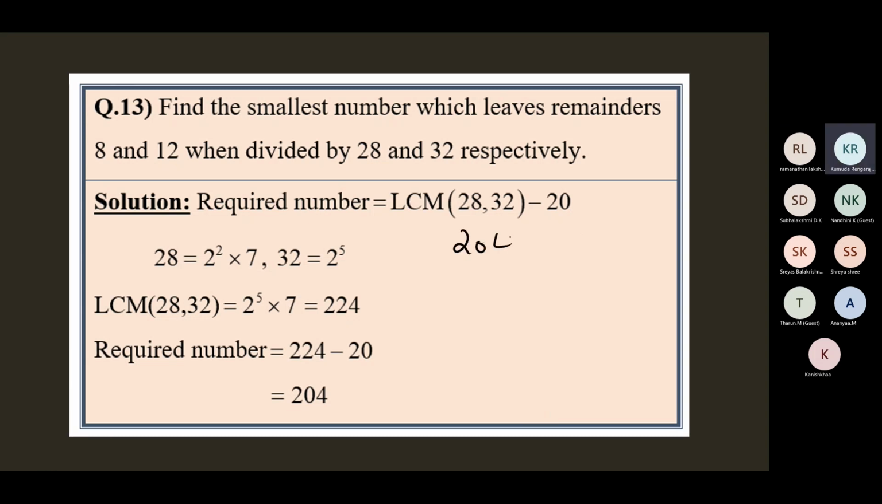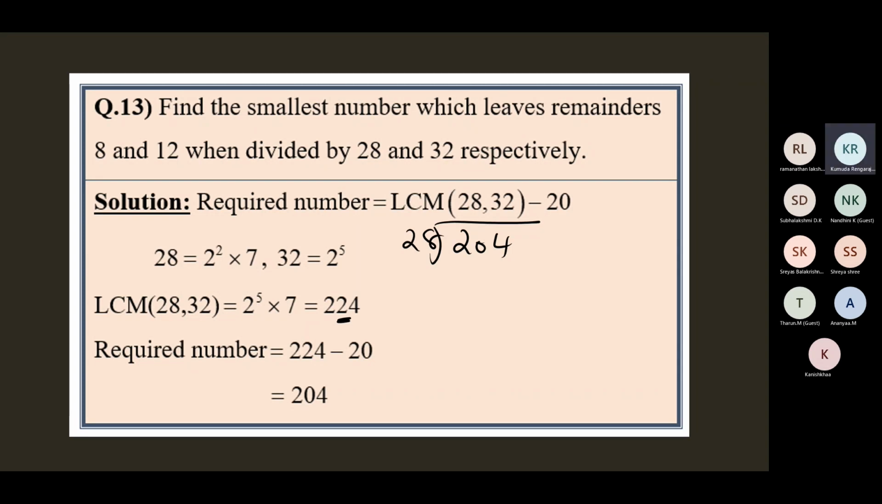So now divide 204 by 28. What have we done? How did we get 204? Because when you divide by 28, the remainder should be 8. So the number should be 20 less. LCM should be 20 less. So now you divide by 28. How many times, children?